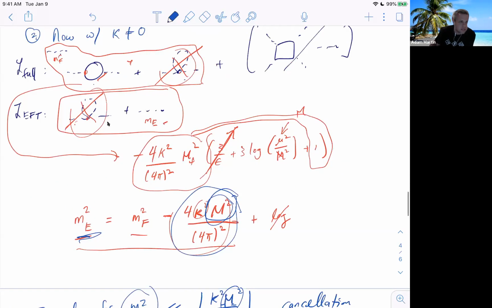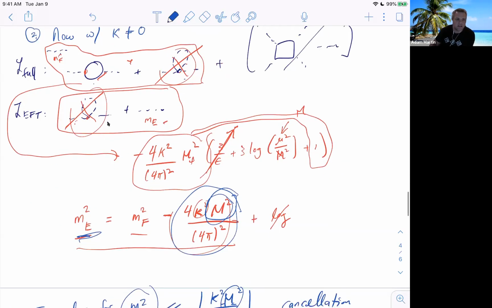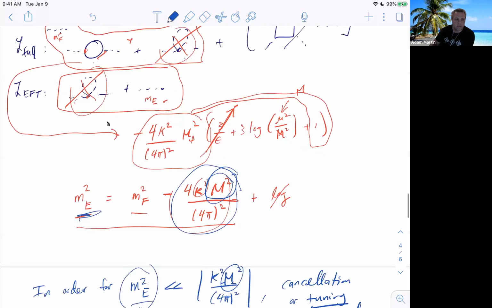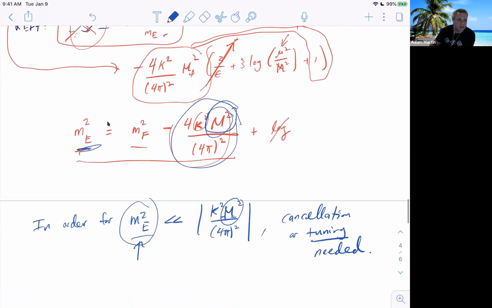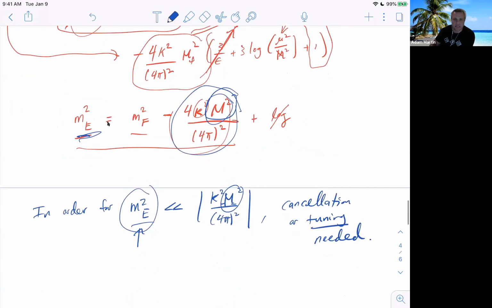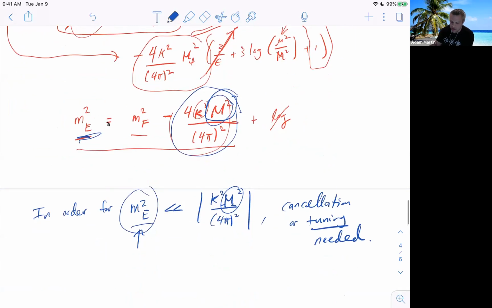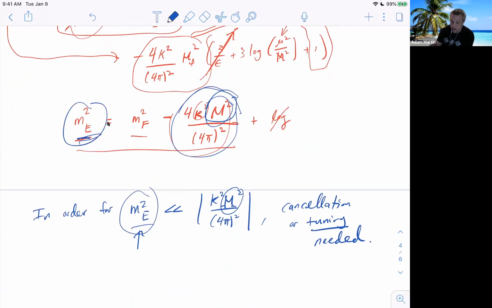Okay, hold on a second. Why is there a fine tuning or cancellation here? Can't we have ME approximately MF much less than kappa M? This is saying if I need this to be much smaller than, here I'm subtracting. If I want a small number, say this is 1 and this is 1,000, I need this thing to be minus 999. That's the cancellation that I'm talking about.